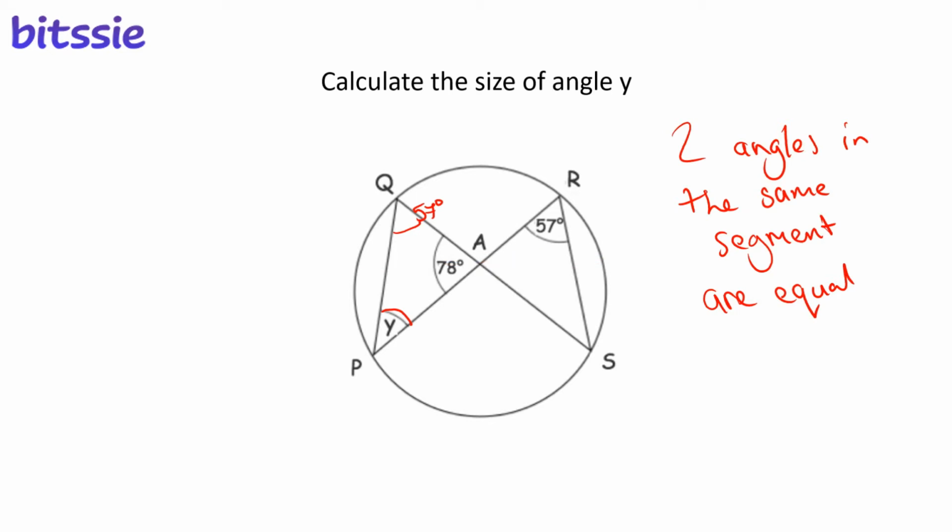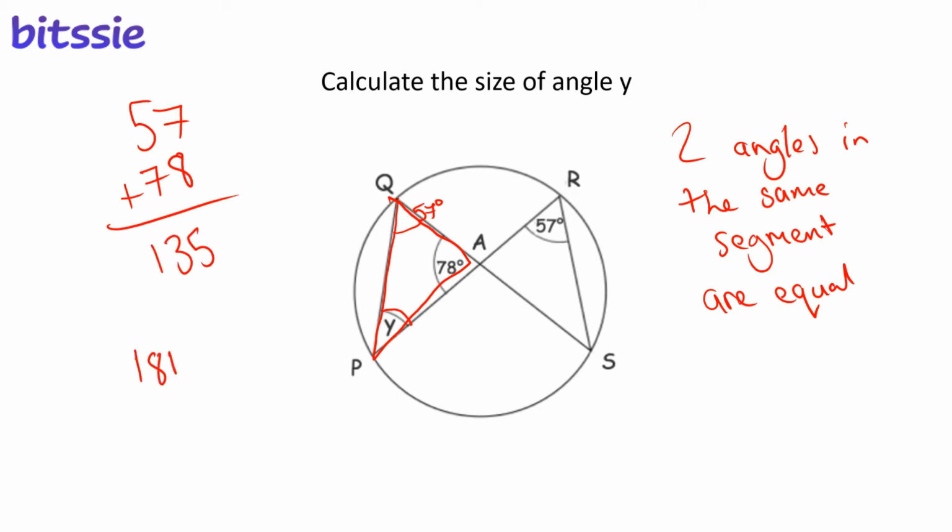Which means that in this triangle, we can add 57 to 78, which gives us 135, then do 180 minus 135 to give us 45 degrees. So that's our angle y, 45 degrees.